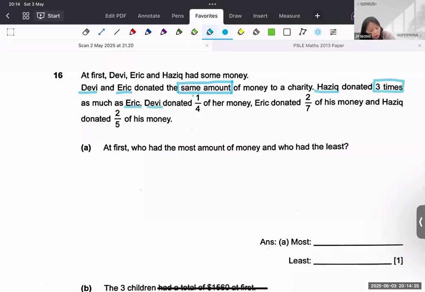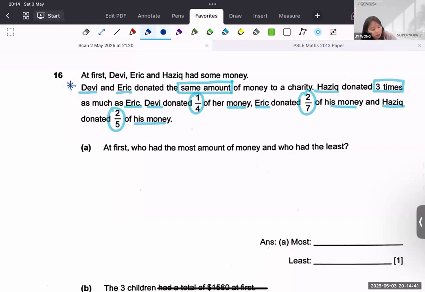Devi donated 1/4 of her money. Eric donated 2/7 of his money. And Haziq donated 2/5 of his money. Okay, first thing here, we are comparing. How can we compare?